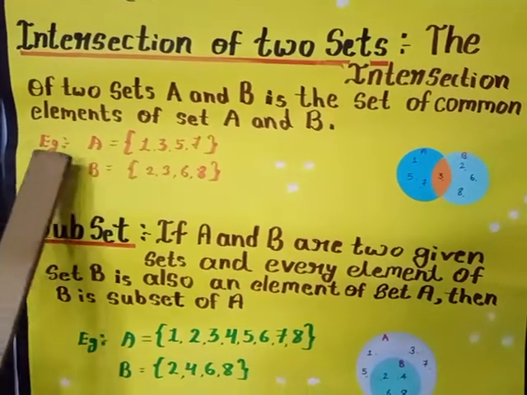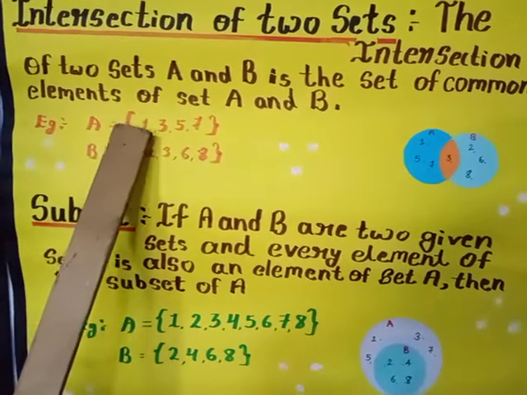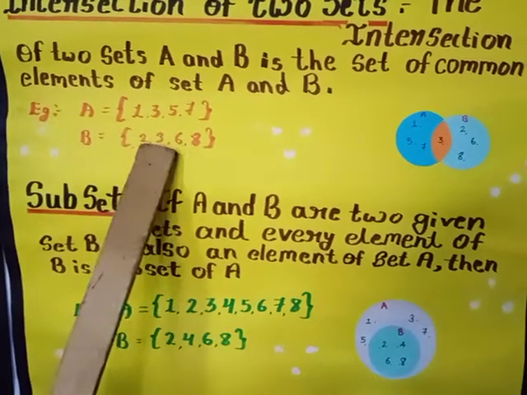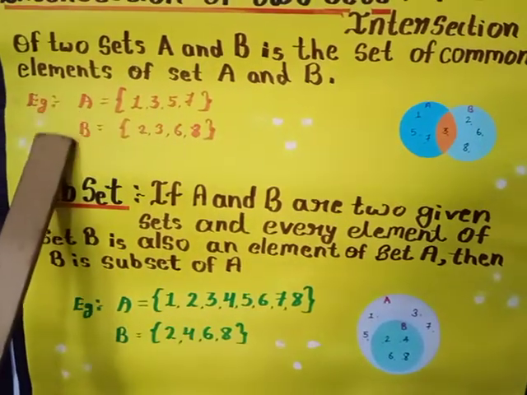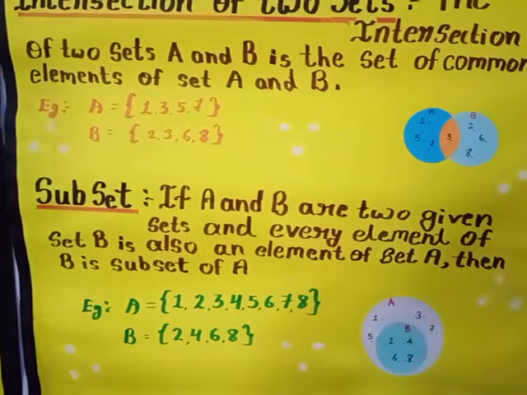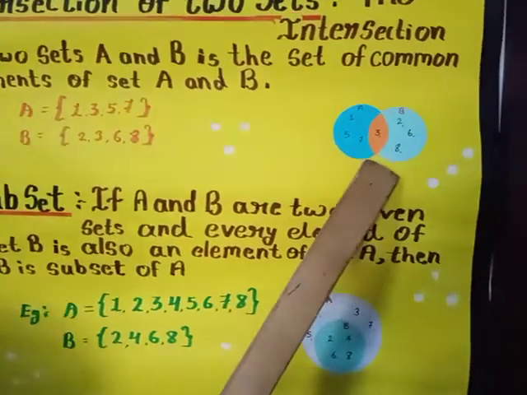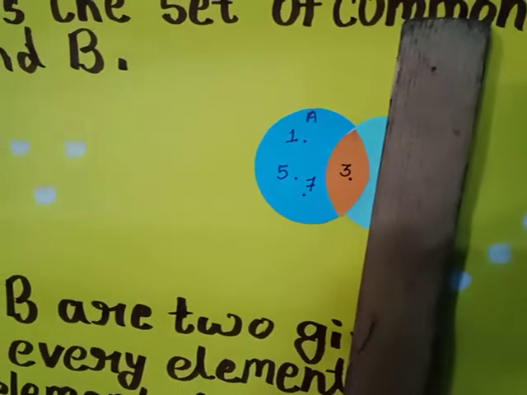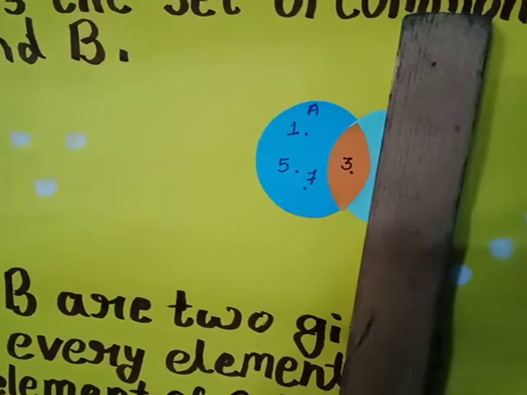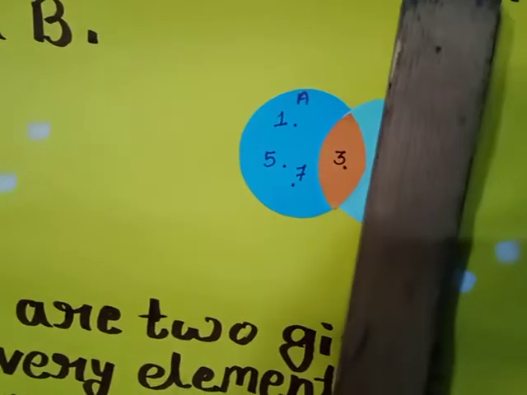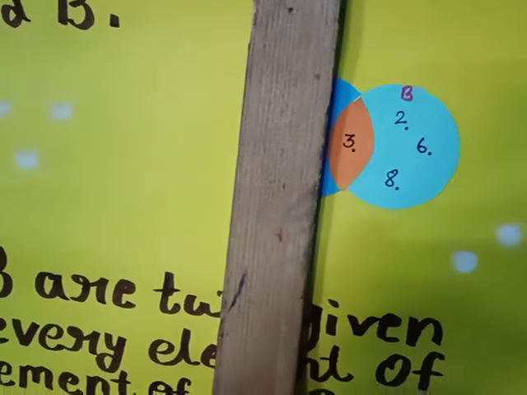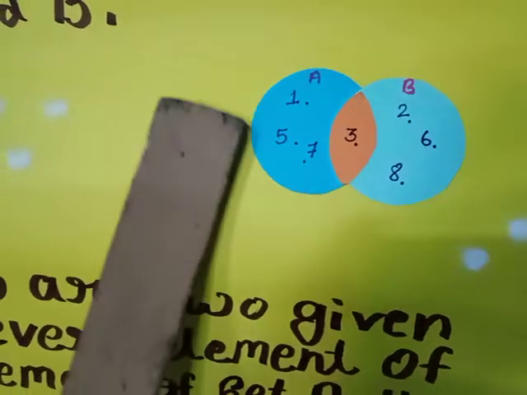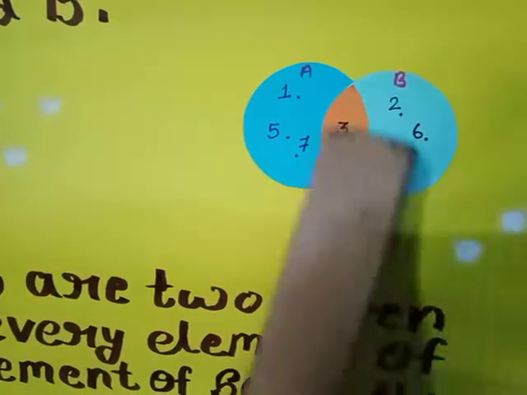For example, A is equal to 1, 3, 5, 7 and B is equal to 2, 3, 6, 8. These are the two sets and these are the elements of these two sets. Let's try to understand by the Venn diagram. We have set A: 1, 3, 5, 7. Clearly we get it? Yes. Now set B: 2, 3, 6, 8. The dark blue is set A and the light blue is set B.